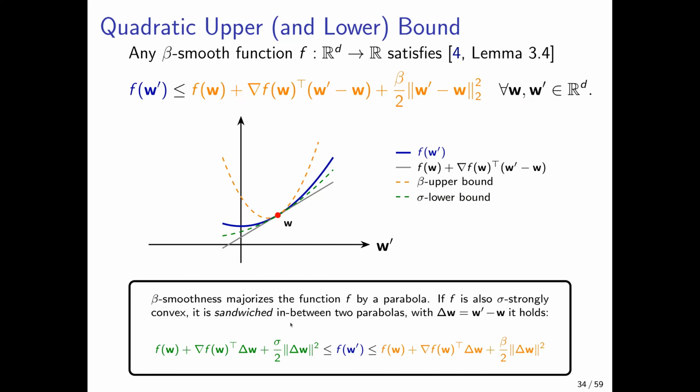And if we combine the two properties of sigma strongly convex and beta smoothness, then this means that this function is in a way sandwiched in between two parabolas at every point. So yeah, these conditions hold. We have a quadratic lower bound and a quadratic upper bound.